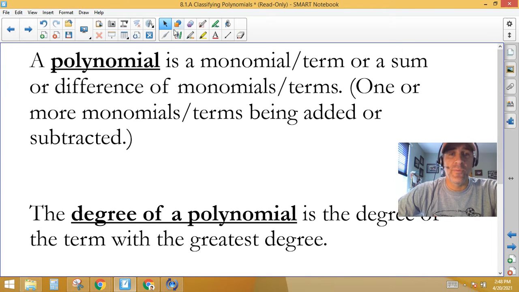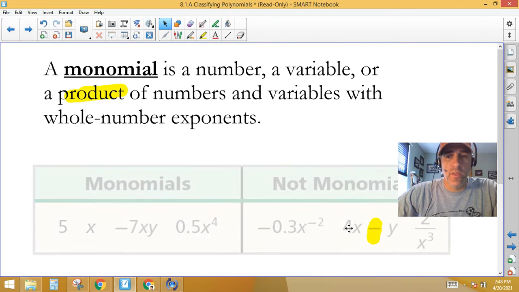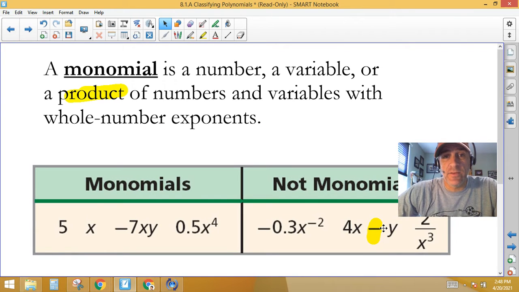A polynomial is a monomial or a sum or difference of monomials, meaning it's when there's two or more monomials that are grouped with adding or subtracting. That's all it is. So if I go back to this example here, 4x minus y, that's a polynomial.